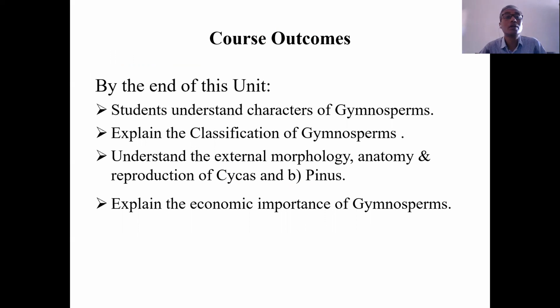Course outcome of this unit. By the end of this unit, the student will understand the characters of gymnosperm. Student will explain the classification of gymnosperm. Student will understand the external morphology and anatomy and reproduction of Cycas and Pinus. The student will explain the economic importance of gymnosperm. So these are the course outcomes of this unit.